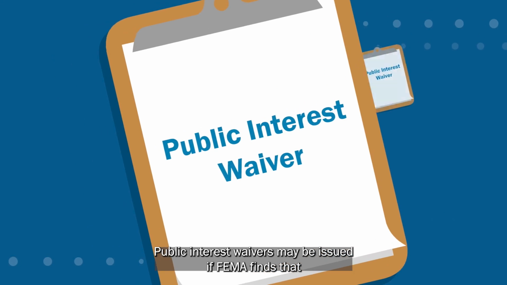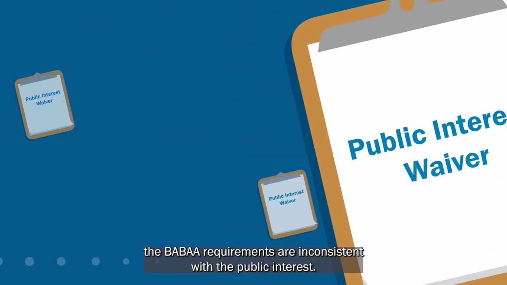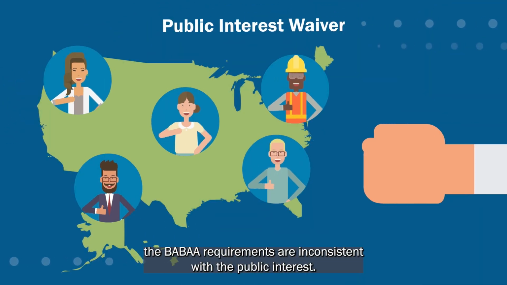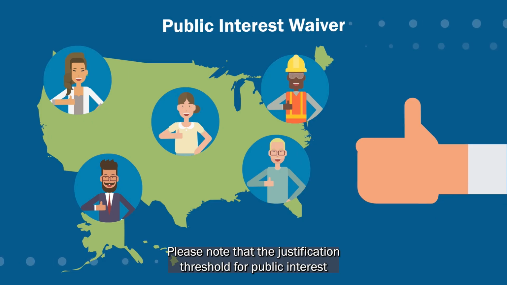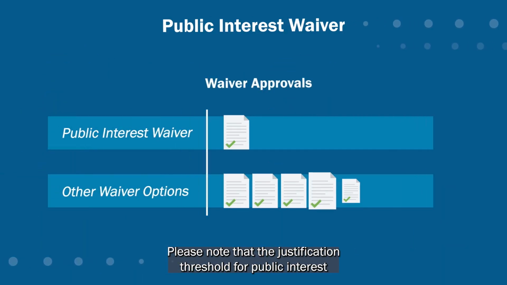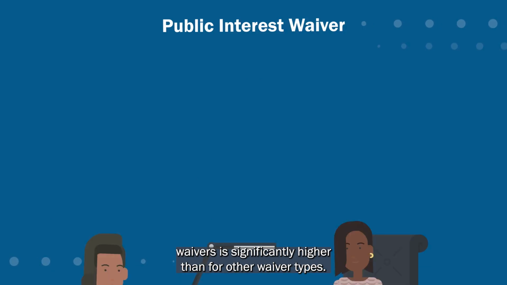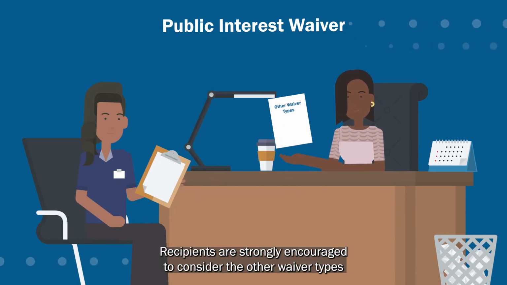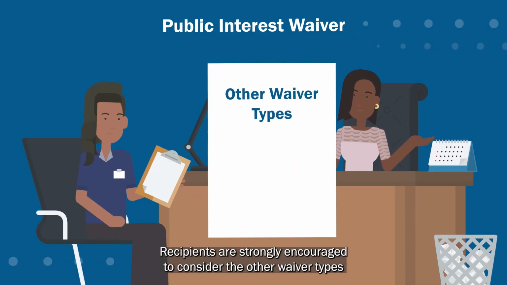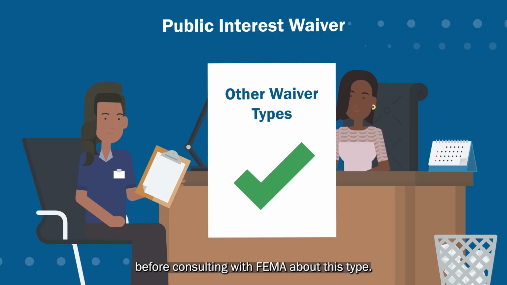Public interest waivers may be issued if FEMA finds that the BABAA requirements are inconsistent with the public interest. Please note that the justification threshold for public interest waivers is significantly higher than for other waiver types. Recipients are strongly encouraged to consider the other waiver types before consulting with FEMA about this type.